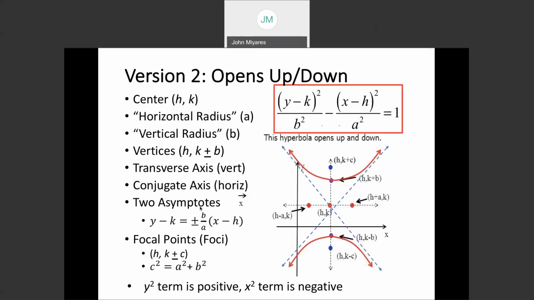The equation to generate the c value will be the same as it was for a hyperbola opening left-right. c squared equals a squared plus b squared.